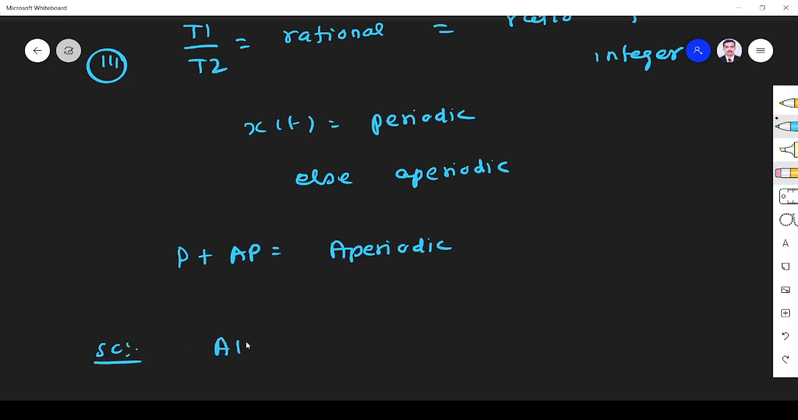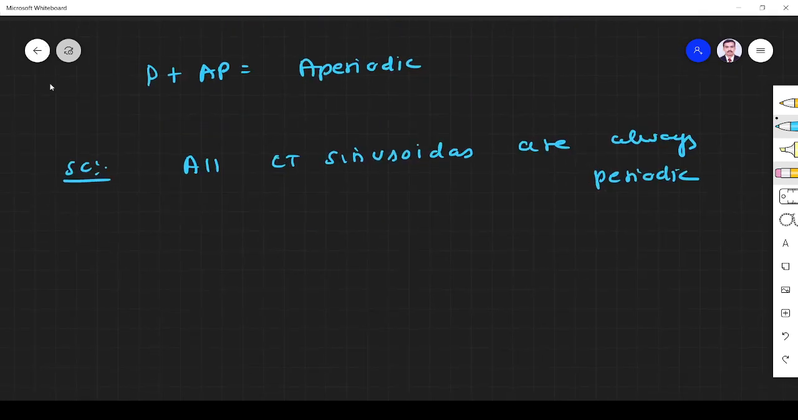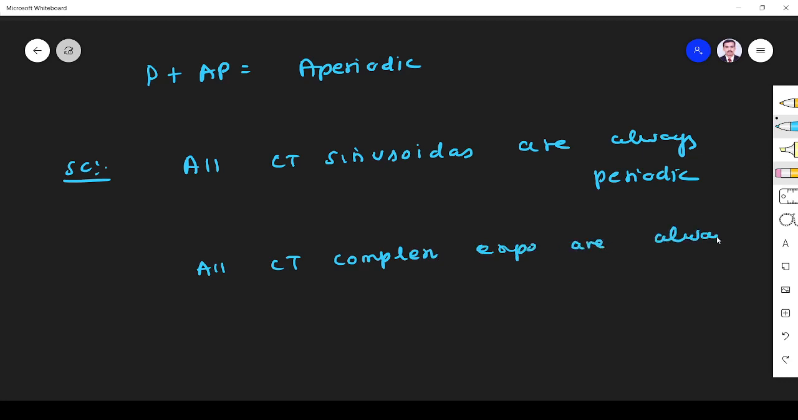All continuous time sinusoids are always periodic. Similarly, all continuous time complex exponentials are always periodic. So this is the thing we have to remember. But all discrete time sinusoids are not periodic.